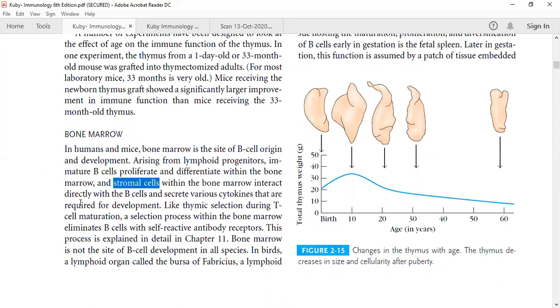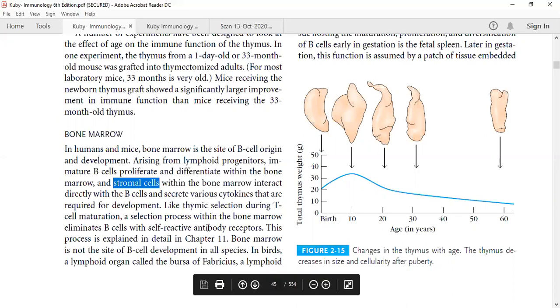Stromal cells in the bone marrow interact directly with the B cells and secrete various cytokines that are required for the proper development of the B cells. Like thymic selection during the T cell maturation and selection process, within the bone marrow, the process eliminates the B cells with self-reactive antibody receptors. Okay, so actually what is the difference?